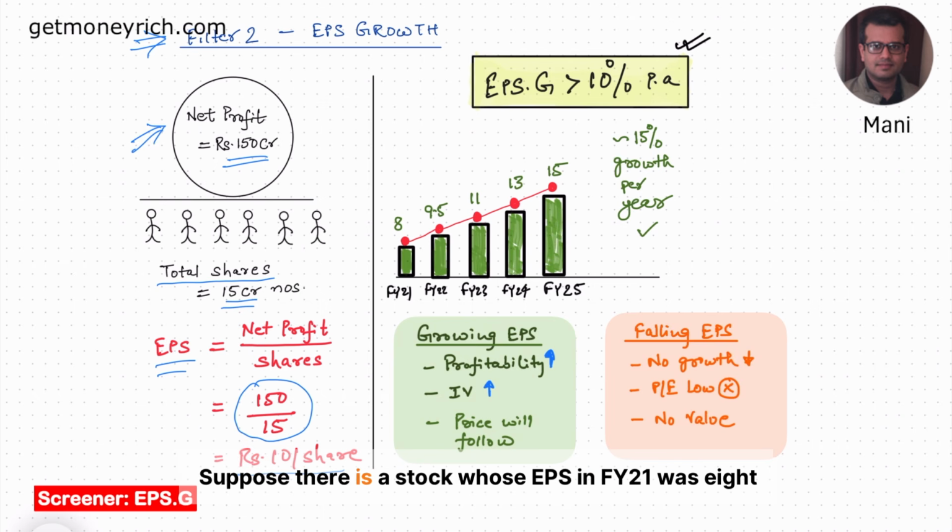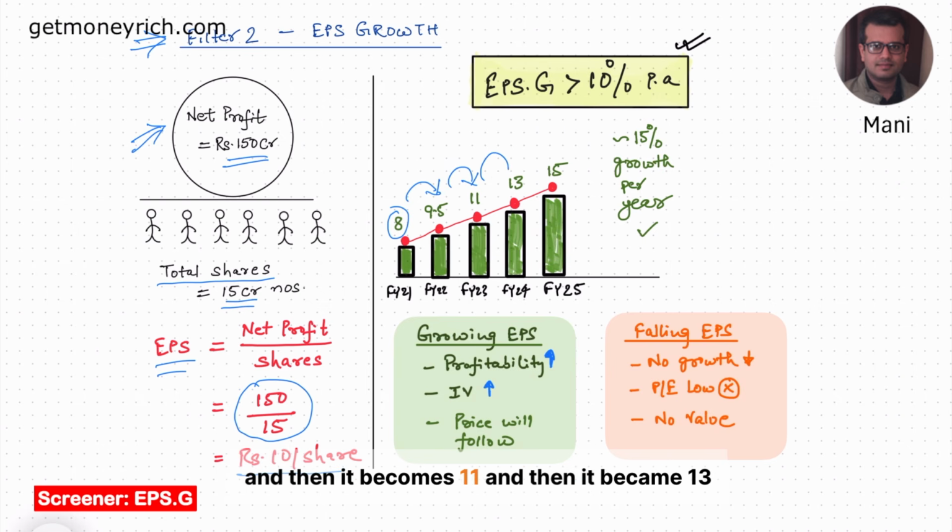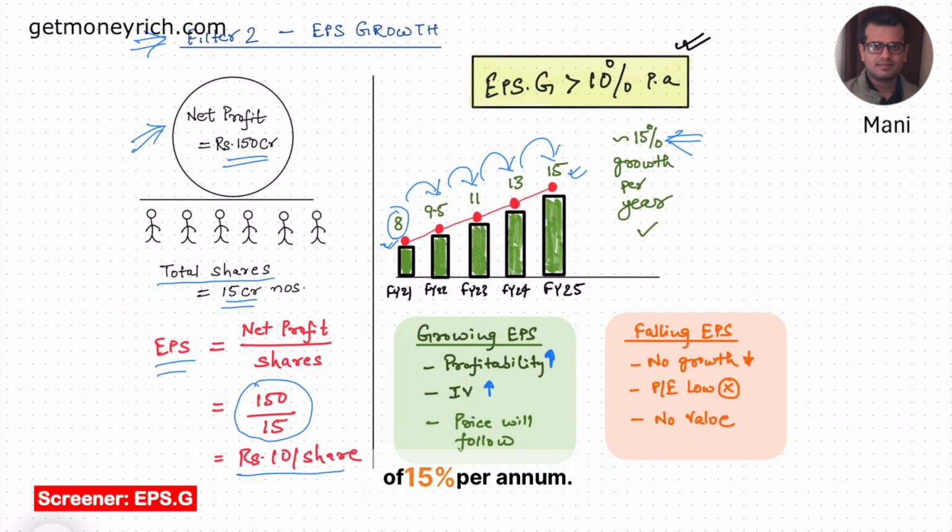Suppose there is a stock whose EPS in FY21 was 8, and then in the next year it jumped to 9.5, and then it becomes 11, and then 13, and now it is 15 per share. So this is the kind of pattern we want to see in a stock, where the EPS is continuously increasing. And in this particular example, where the EPS has increased from 8 per share to 15 per share, it represents a CAGR growth rate of 15% per annum.